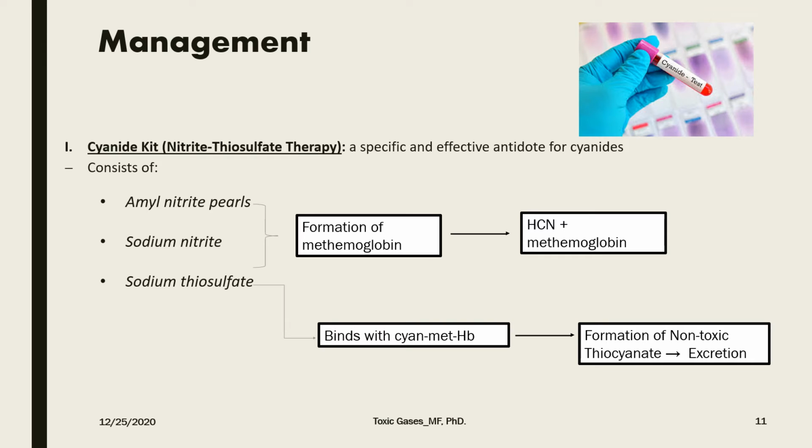The first two compounds are amyl nitrite pearls and sodium nitrite. As I mentioned, the basic goal of these two compounds is the formation of methemoglobin. Methemoglobin has higher affinity for hydrocyanides than cytochrome oxidase. Thus, it will form a compound known as cyanmethemoglobin and let cytochrome oxidase free. Then comes the role of sodium thiosulfate, which interacts with cyanomethemoglobin to produce non-toxic thiocyanate that will be excreted in urine.